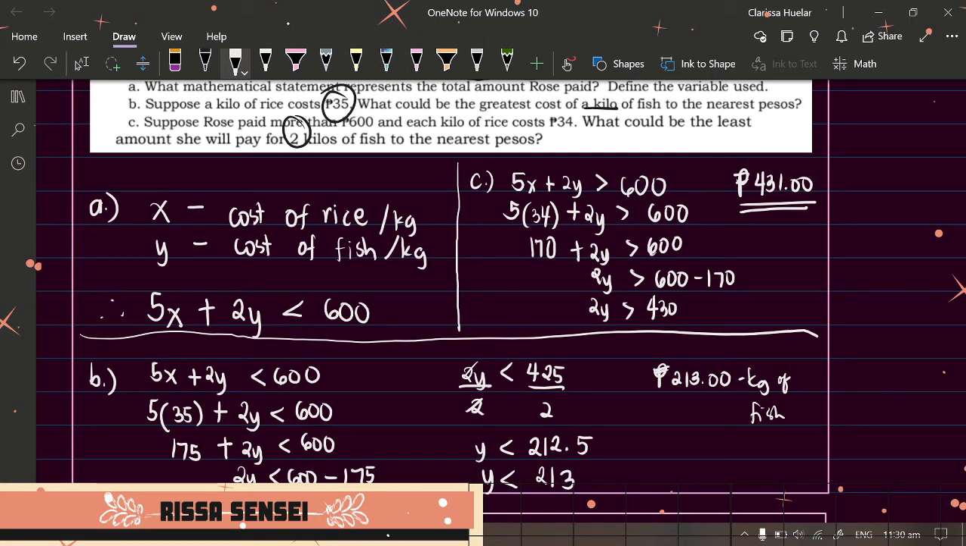We do not need to divide both sides by 2, because it says 2 kilos already. So, 431. But let's go back to B. I made a mistake in B. In B, it says Y must be less than 212.5. So, Y is less than 213. So, it should be lower than 213. What comes before 213? So, it's 212. So, I'm glad I caught that. It should be 212 pesos. Okay?